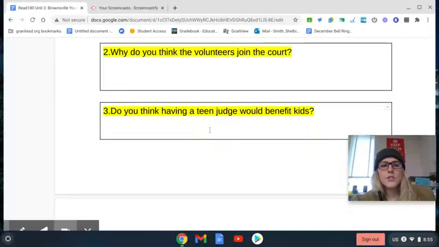And the last question, number three, do you think having a teen judge would benefit kids? What do you think? I want you to answer this question on your own. Do you think having a teen judge would benefit you if you got in trouble? Or would you like to have an adult judge?